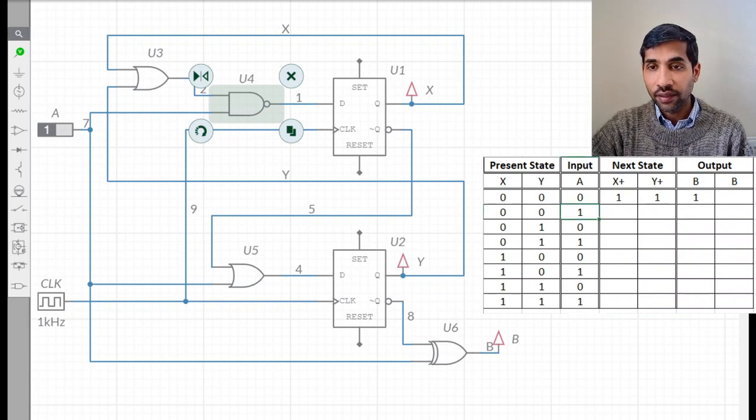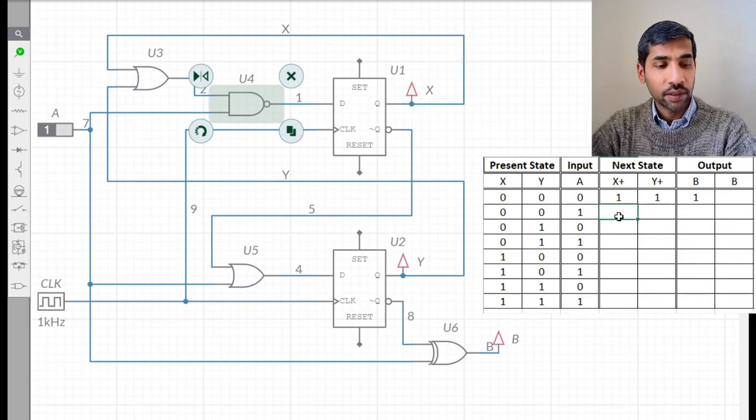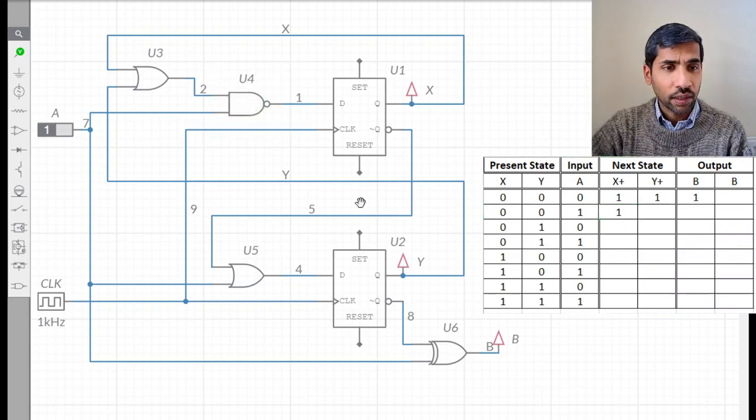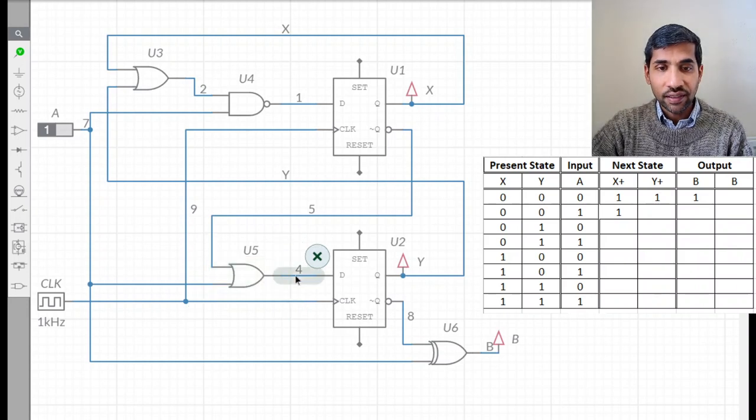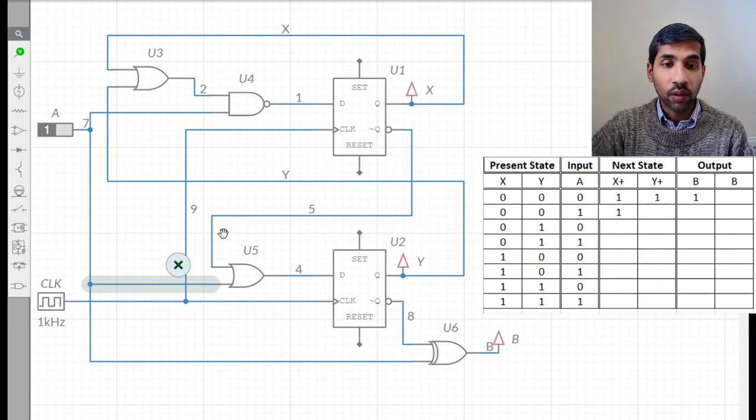Let's note that down in this table. X plus is going to be 1 still. What about Y plus? Let's take a look at that. You have this OR gate giving you this D input, which is going to determine what Y plus is going to be. The inputs to that are 1 and 1, because the input is also 1. So 1 OR 1 gives you 1, and therefore Y plus is also going to be 1.